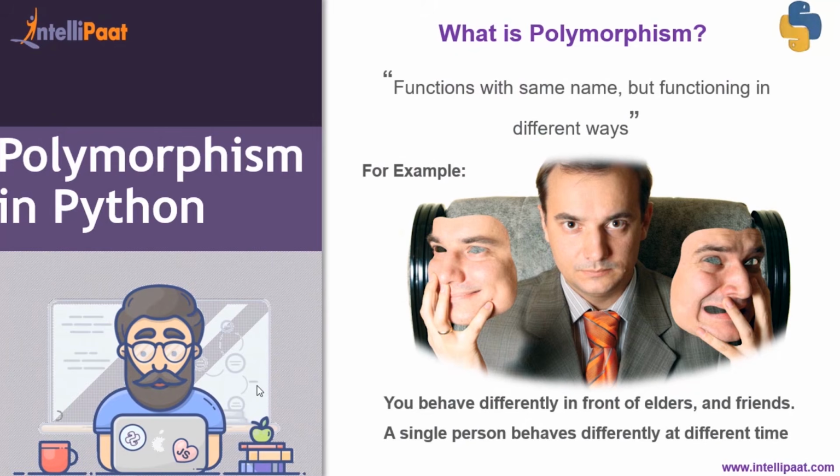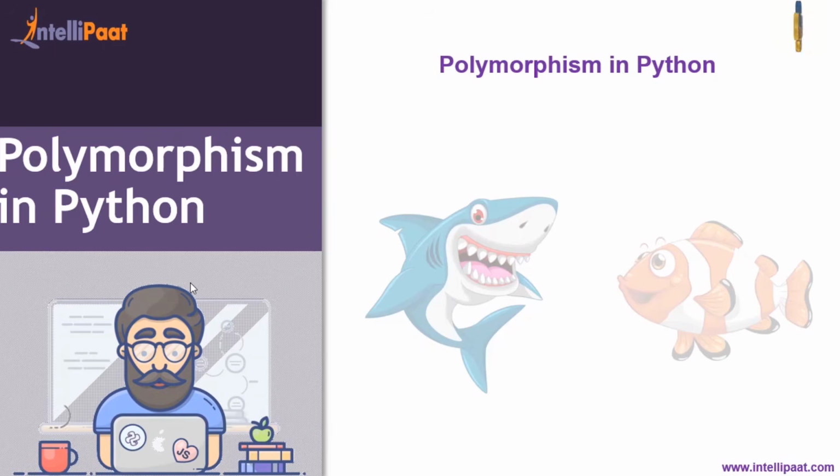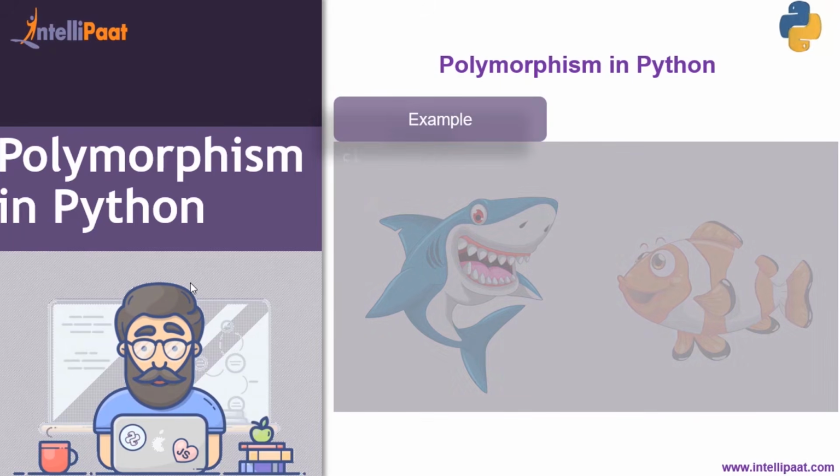Next and the last topic in our OOPS concept is polymorphism. Polymorphism is functions with the same name but functioning in different ways. It's like you behave differently in front of your elders and friends. A single person behaves differently at different times. Now let's see an example of polymorphism in Python.